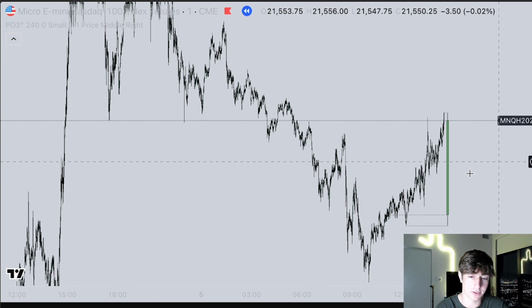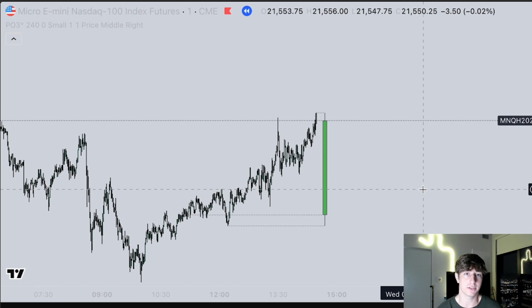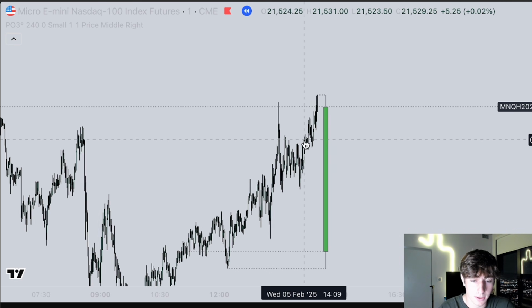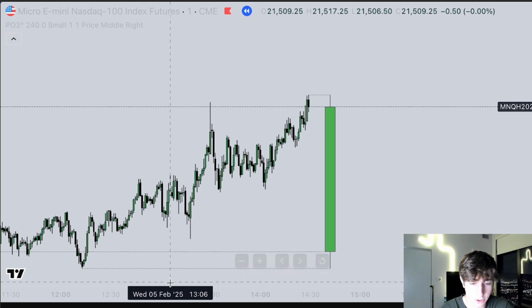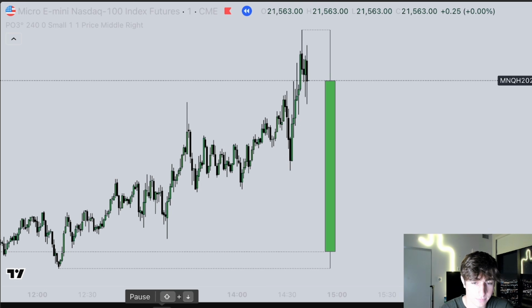Just another thing to add on to the bias. So right off the bat, I can't really say anything's too bearish right now. I can't really point out any bearish confluence. So odds are we're going to be long for the day. Okay, so here we're at market open. Let's go ahead and play it out.